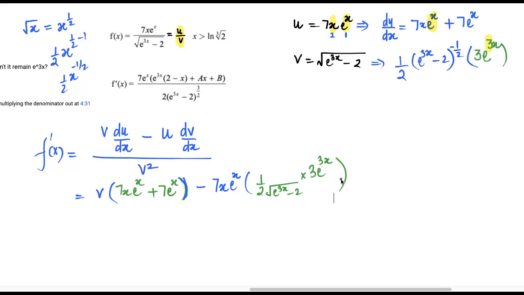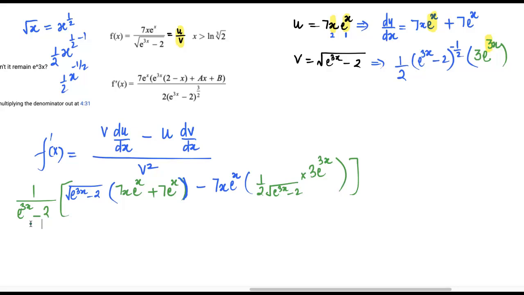Is that fine? Hope there is no mistake. Now all over, that is divided. This v is going to be replaced by the actual v, not this value. So that actual thing was the square root of e to the power 3x minus 2, and the whole thing is divided by v squared. So v squared would be removing roots. It would be e to the power 3x minus 2. Correct?